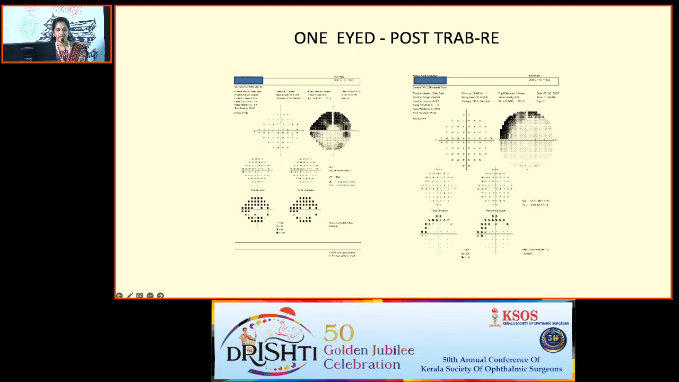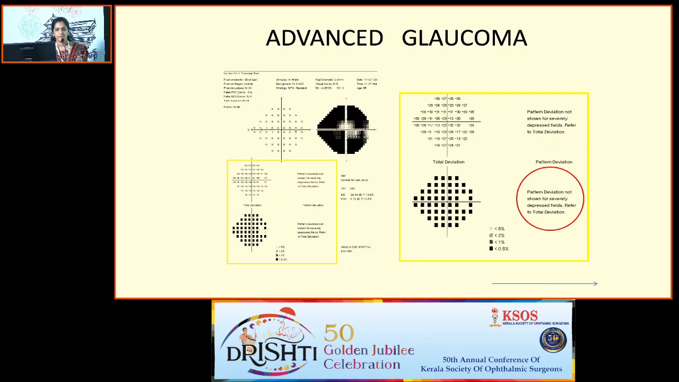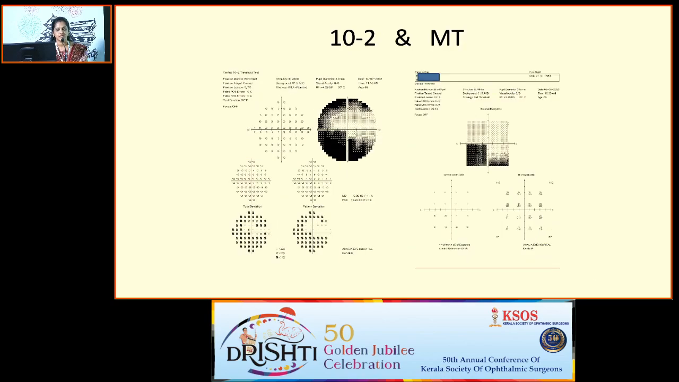This is a post-trab one-eyed patient with a superior arcuate as well as an evolving inferior arcuate. Again, you have to do a 10-2. In advanced glaucoma, it is mandatory that you do a macular threshold as well.